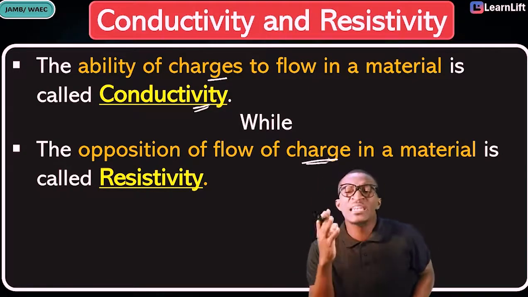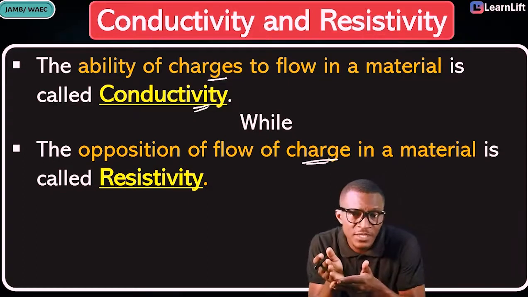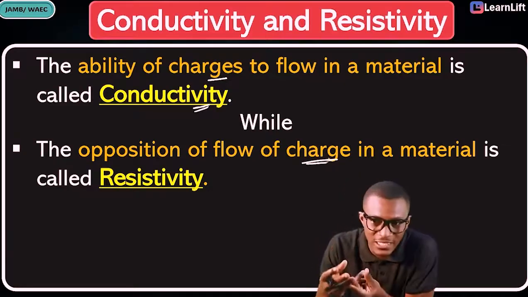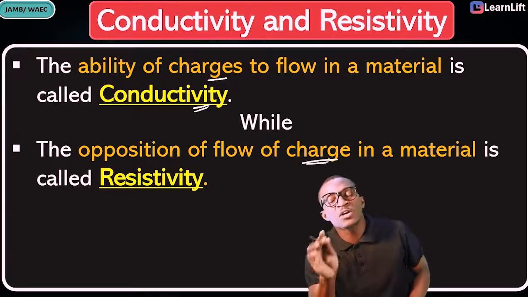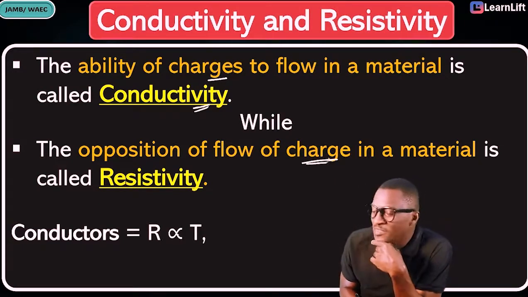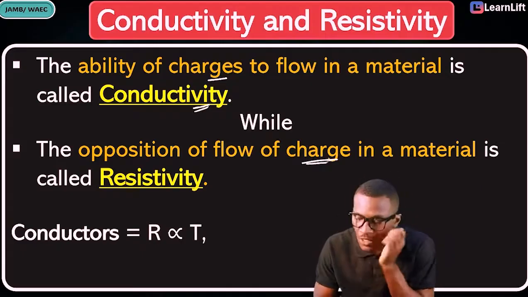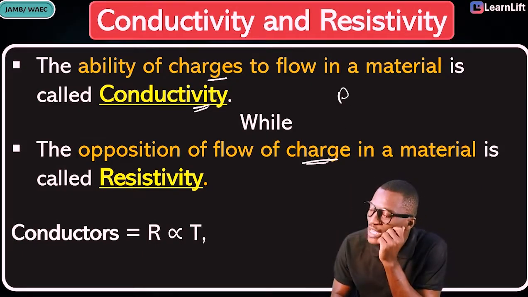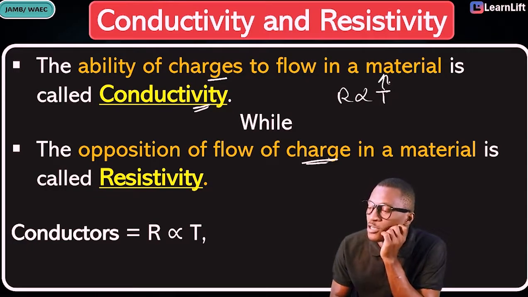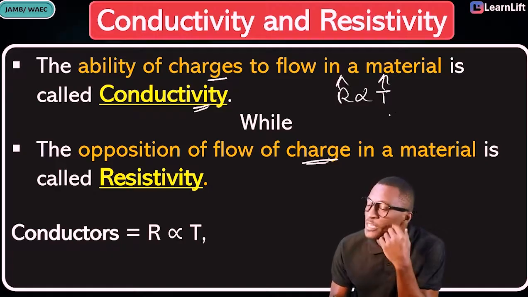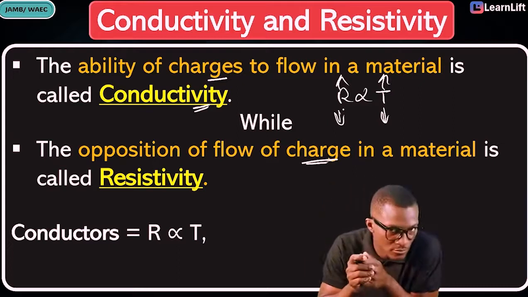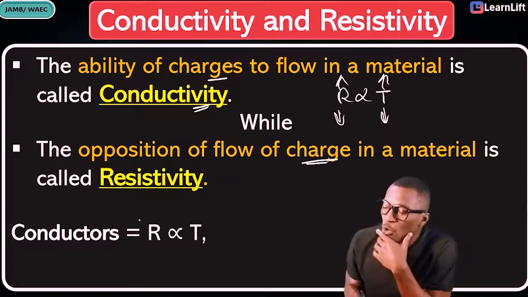Now everybody, take note that conductivity and resistivity have properties that are related to temperature. I'll give you a shortcut to remember them. Take note that in conductors, resistivity is proportional to temperature. It means that if the temperature increases, resistivity will also increase. If temperature decreases, resistivity will also decrease. Are you seeing that? And that's for conductors.